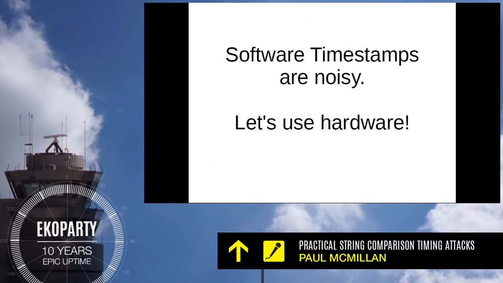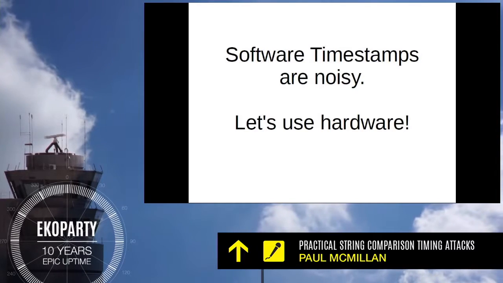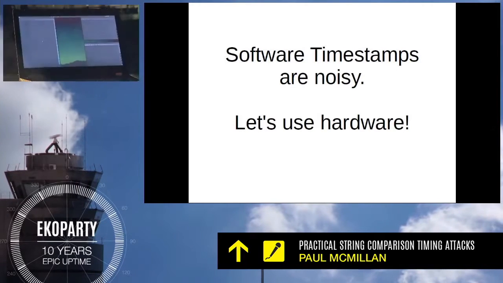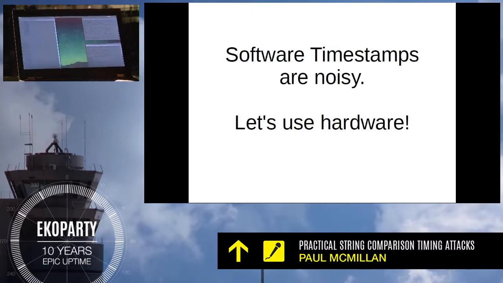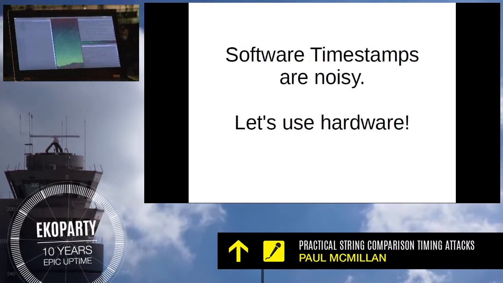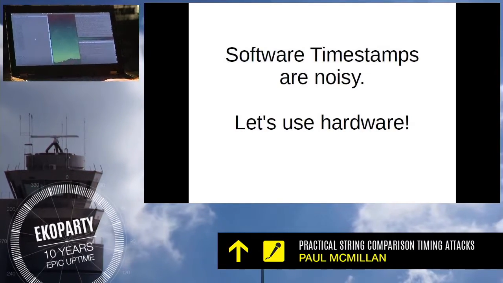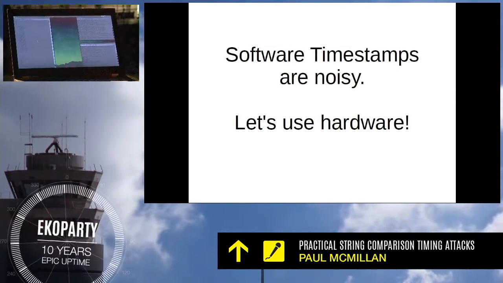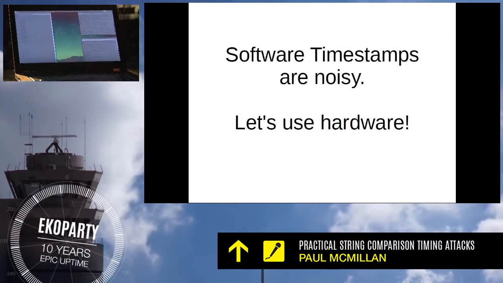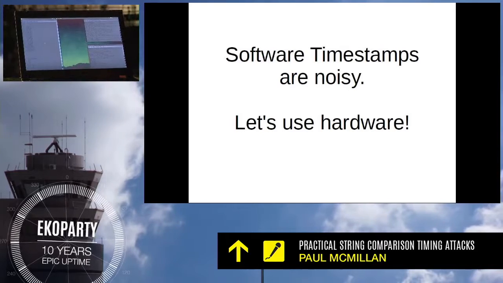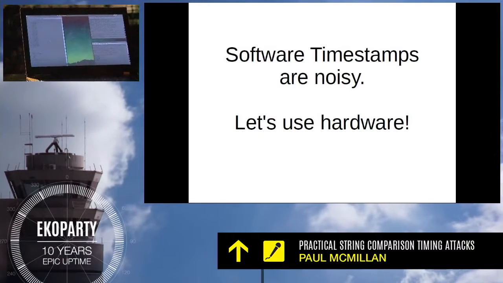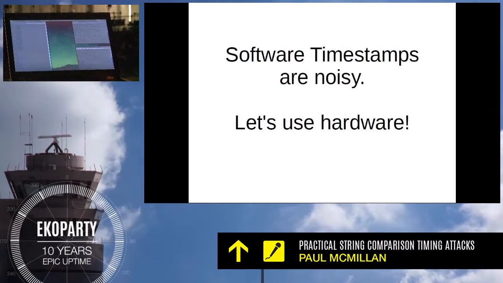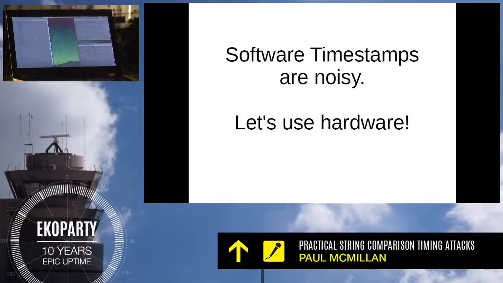So software timestamps are noisy. Let's use the hardware. Turns out this is easier than when I started working on this about a year and a half ago. Linux support for hardware timestamps is finally working out of the box in recent distributions. Most of the results we're going to keep talking about here are obtainable without hardware support, but you have to take many more samples. They're going to take a lot longer.